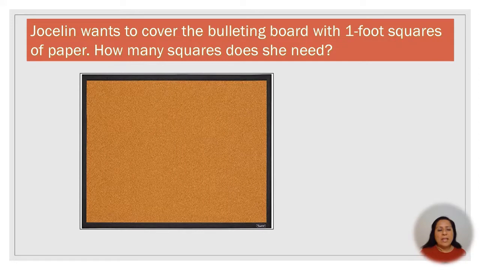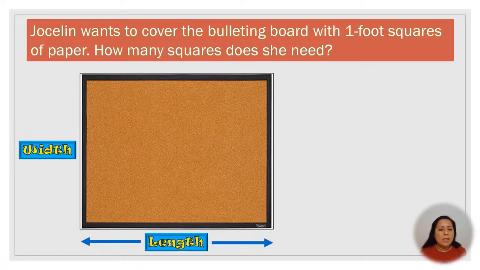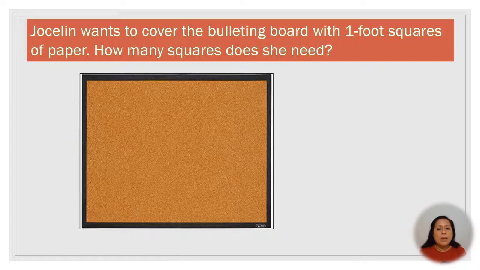Let's solve this problem together. Jocelyn wants to cover the bulletin board with 1 foot squares of paper. So how many squares does she need? Well, the first thing that Jocelyn needs to know is what's the length? The length of the bulletin board is the longest side. Now she needs to know what the width is. The width is the shortest side of the bulletin board. The other thing she needs to remember is the formula to find area, which is length times width.